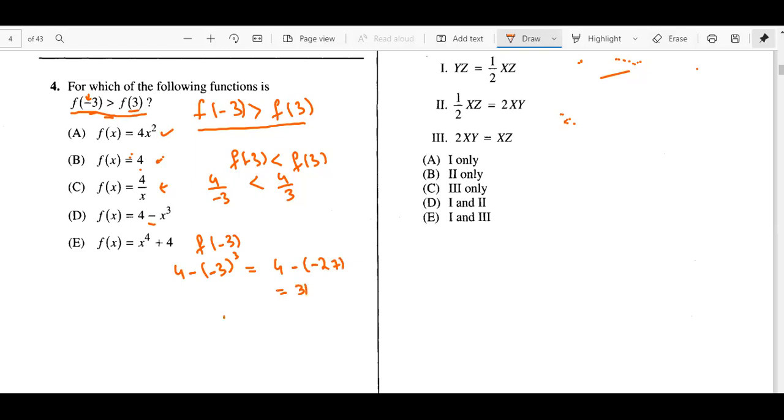And if I do it for f of 3, I am going to get 4 minus 3 cubed. So this would be minus 23. So clearly f of minus 3 is greater than f of 3. I'm getting 31 for minus 3. I'm getting minus 23 for 3. So D is the answer. Right? Is this clear? Yes, ma'am. Okay.